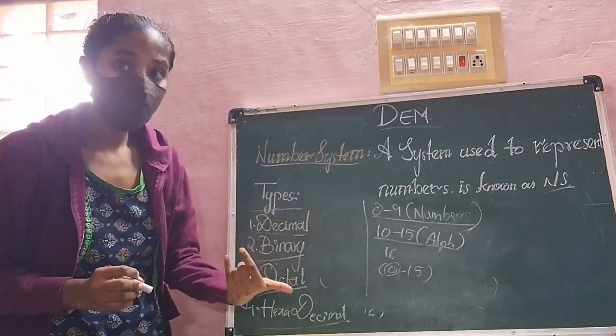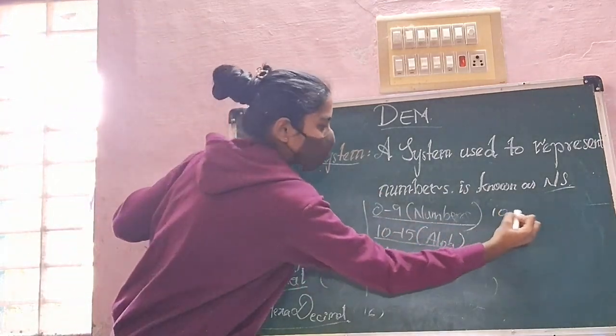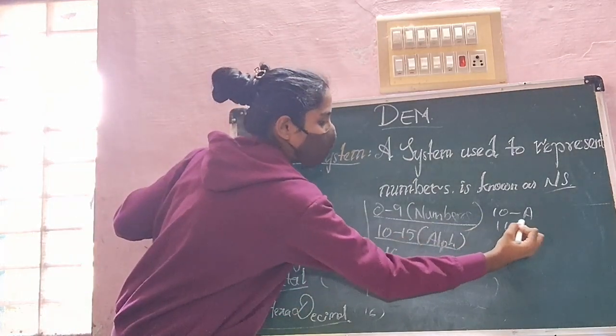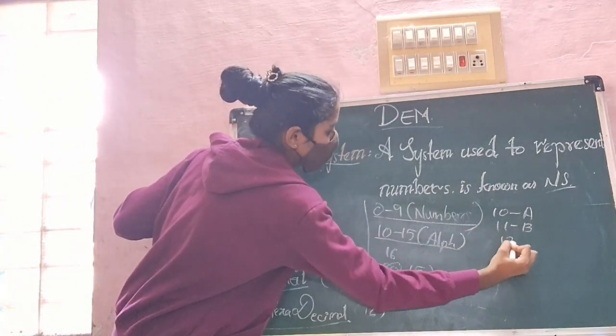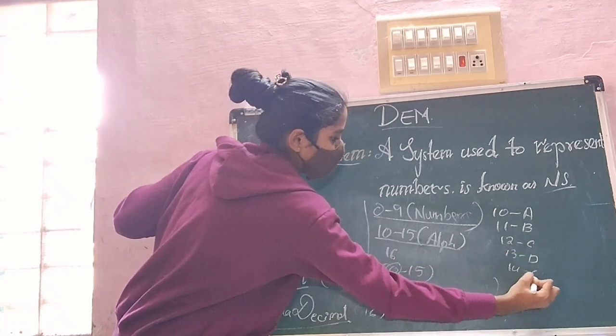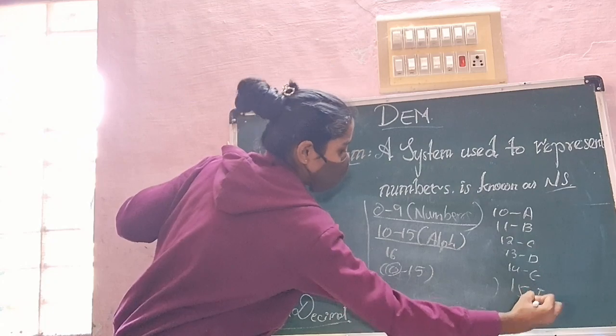What are the alphabets? 10 is called A, 11 is called B, 12 is C, 13 is D, 14 is E, and 15 is called F.